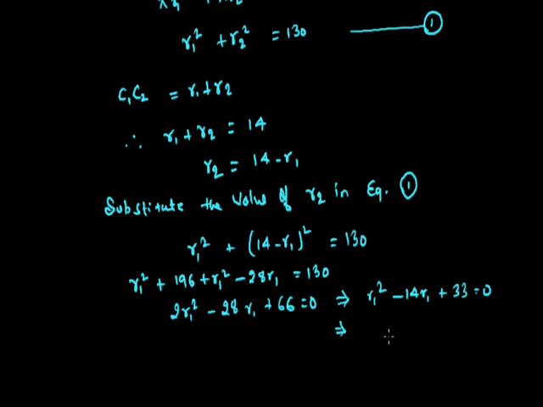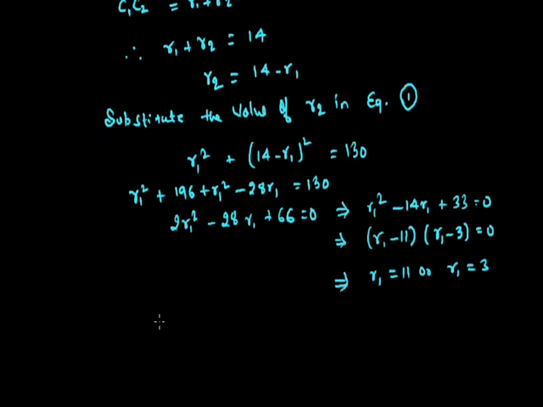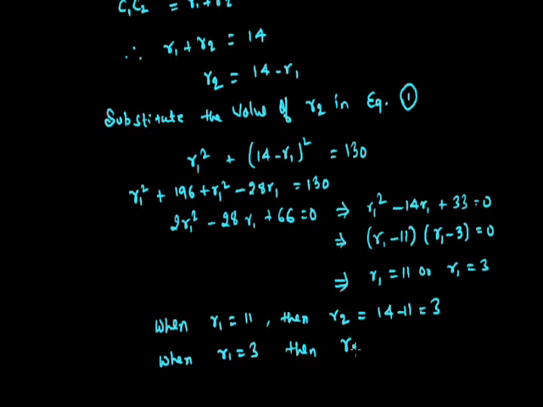By factorizing it, its factors will be 11 and 3. So we can write (R1 minus 11)(R1 minus 3) equal to 0. From here R1 will be equal to 11 or R1 equal to 3. When R1 equals 11, R2 will be 14 minus 11, which is 3. When R1 equals 3, R2 will be 14 minus 3, which is 11.